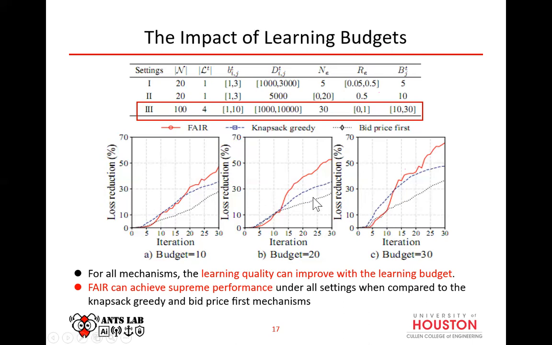Hey, Maoqiang, how do you compute the loss reduction on the y-axis? How do you calculate that? The loss reduction is the loss difference between the two iterations, divided by the final one. Okay, I see.